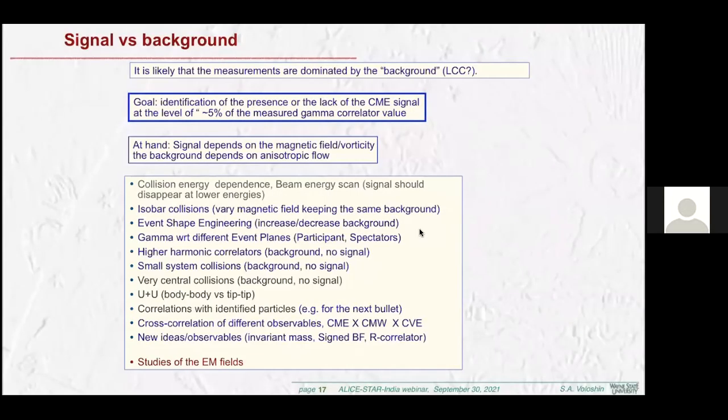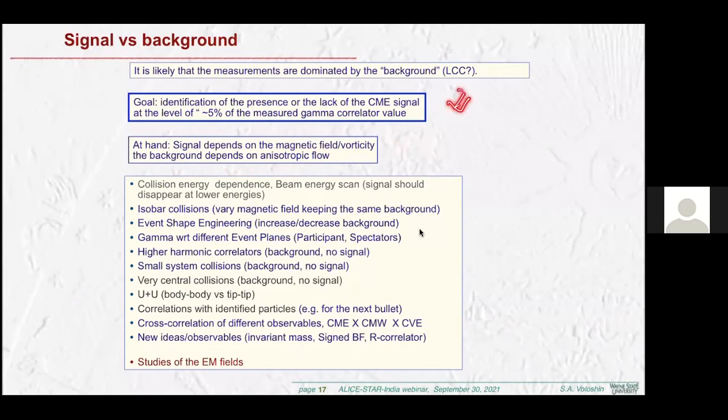And over the years, there are many ideas proposed for those measurements, for disentangling. Some of them are realized, some are still to come probably. But everything is based on the idea that your CME signal depends on the magnetic field, and the background depends on isotropic flow. You have to vary one of them in order to disentangle.